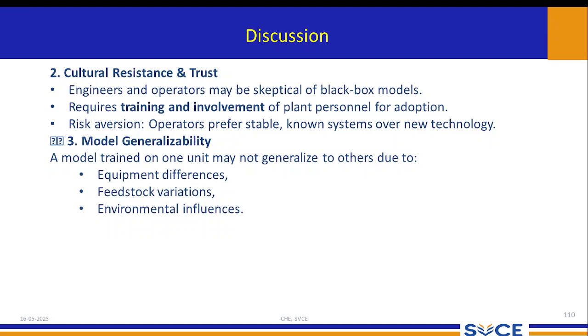Coming to cultural resistance and trust, that is also very, very important. Engineers and operators may be skeptical of black box models. What are black box models? Even though we observe the input and output, we may not know the mechanism behind how it works.